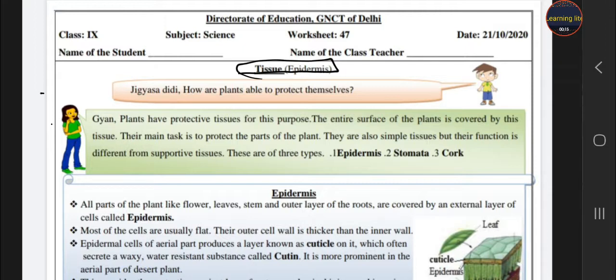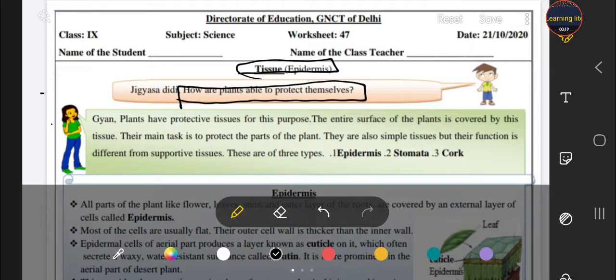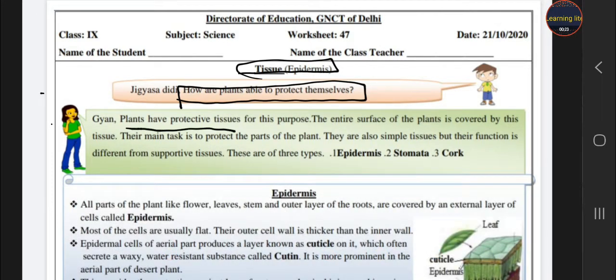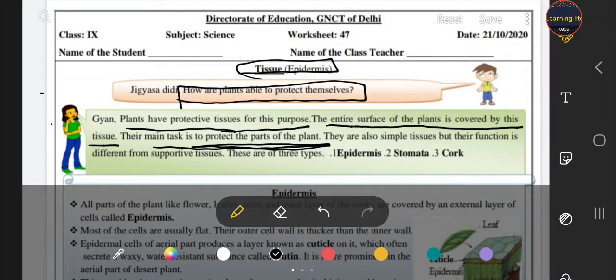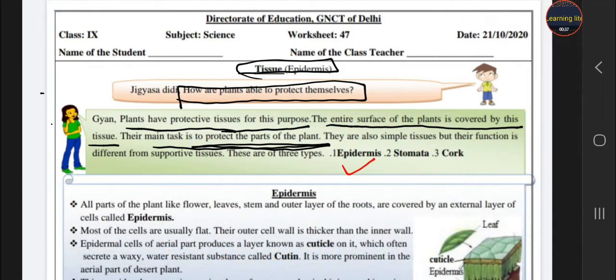Gyan asks, Jigyasa Didi, how are plants able to protect themselves? And Jigyasa Didi replies, Gyan, plants have protective tissues for that purpose, and the entire surface of the plants is covered by that tissue, and their main function is to protect the parts of the plants. They are very supportive and they do the work of protection, like epidermis, stomata and cork.